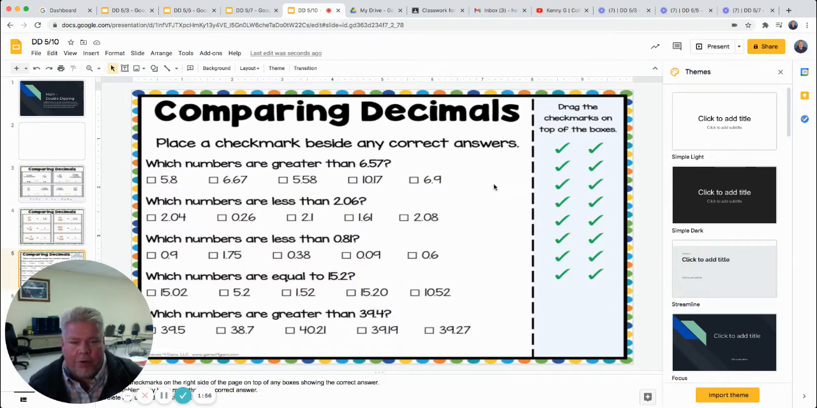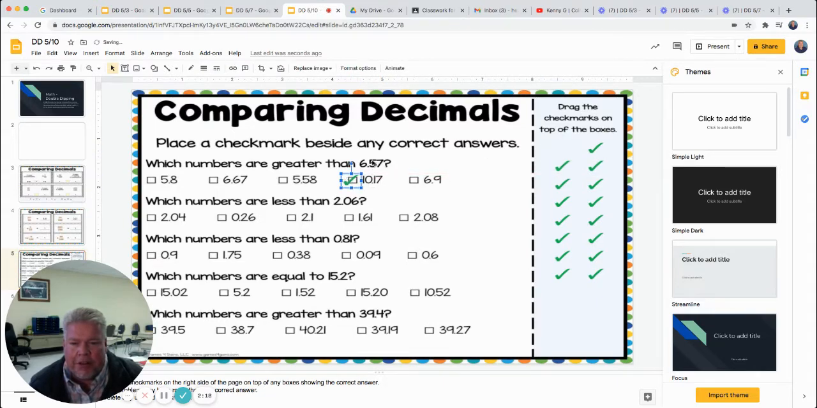Next slide, we're going to use these check marks and follow the directions. Place a check mark beside any correct answers. Which numbers are greater than 6.57? Let's start in the ones place. Do we see anything that has a ones place greater than a 6? Well, this one has a tens place, so 10 is bigger than 6, right? So I can put a check there.